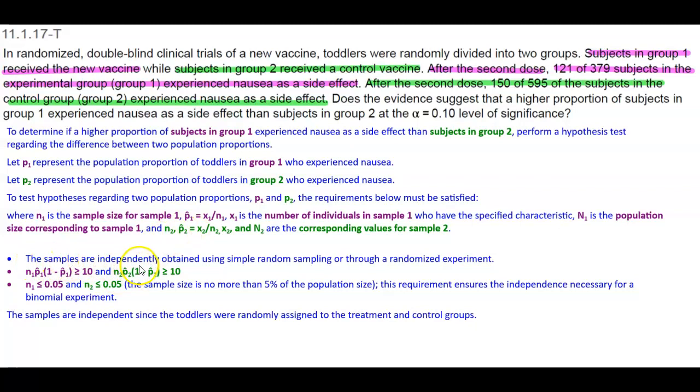The samples are independently obtained using simple random sampling or through a randomized experiment. We have the following for population 1 and population 2: N times P hat times 1 minus P hat is greater than or equal to 10. Same thing for population 2. And then N subscript 1 must be less than or equal to 5%, meaning the sample size is no more than 5% of the population size. This requirement ensures the independence necessary for a binomial experiment.